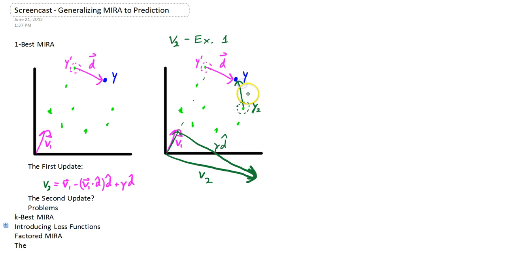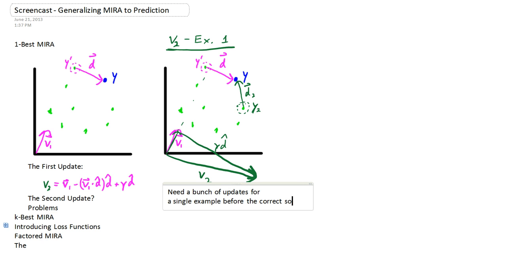This will be our d vector 2, and so we might update it back and forth for a while, right? At each step, we've updated our vector, so we're going to have to do our Viterbi to get the new best one, and we might do a bunch of updates, and this is just one example, right? So we need a bunch of updates for a single example before the correct prediction is returned.